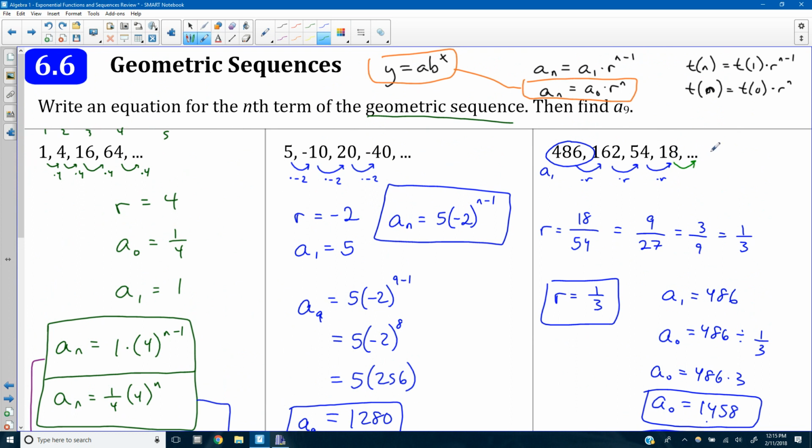Times 1/3, a third of 18 is 6. A third of 6 is 2. This is 1, 2, 3, 4, 5, 6. 3 more. 7, 8, 9. A third of 2 is 2/3. A third of 2/3 is 2/9. And a third of 2/9 is 2/27. So this is your answer, 2/27.